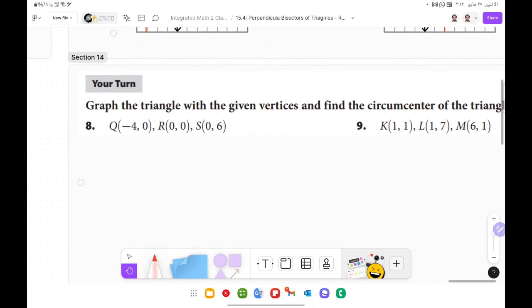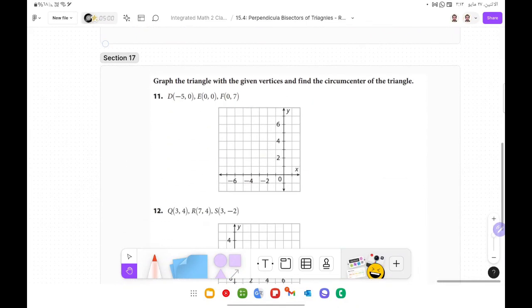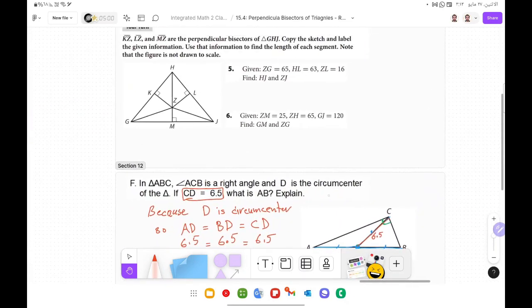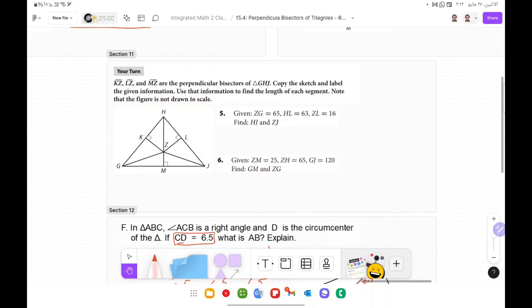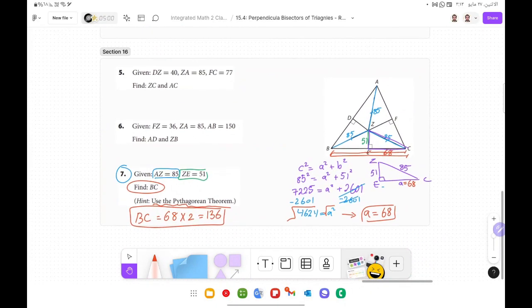Now it's your turn. Try to solve or to draw these 2 triangles. If you finish from this, please try to solve also these 2 triangles. And if you finish everything, try to solve this questions exercise, and also try to solve the number 5 and 6 from here.